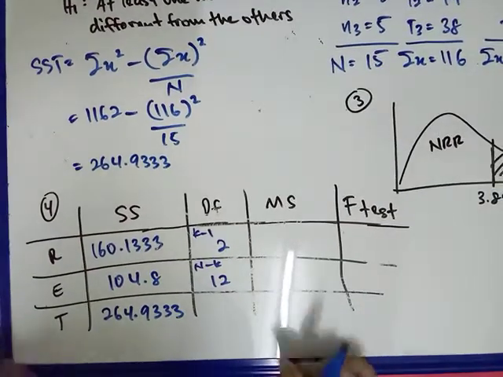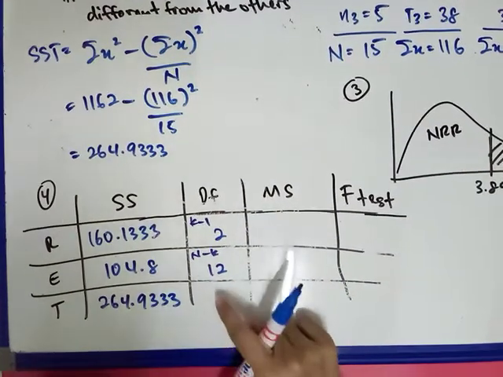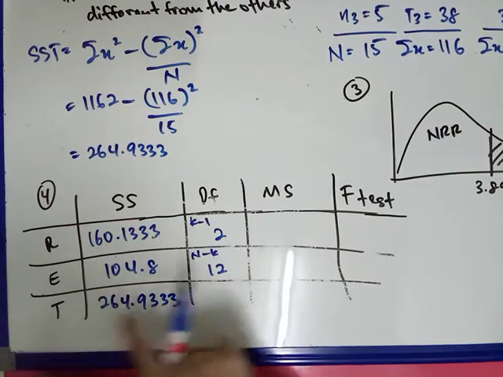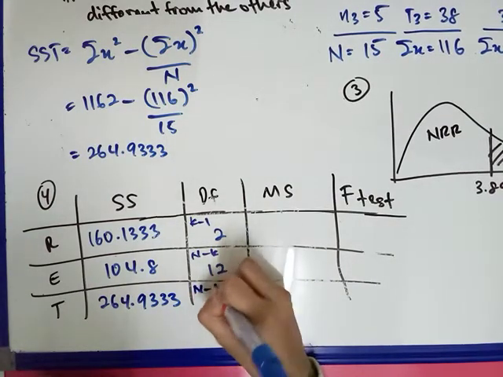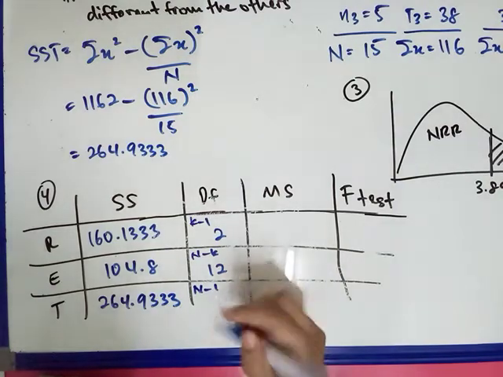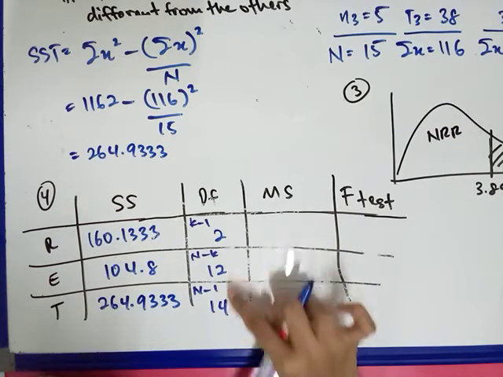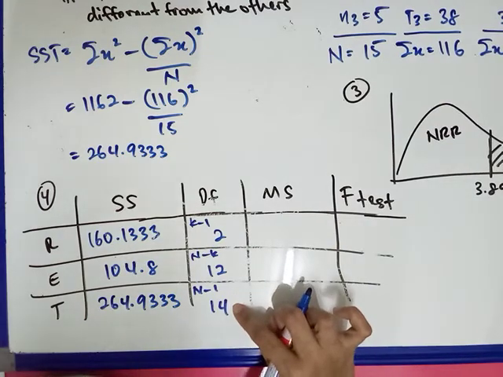Okay, look at your ANOVA table, formula dia. And then for degree of freedom for total, capital N minus 1. We know that capital N is 15, minus 1, we will get 14. Or you can sum up 2 plus 12, you get 14 also. Okay, boleh faham now for degree of freedom.